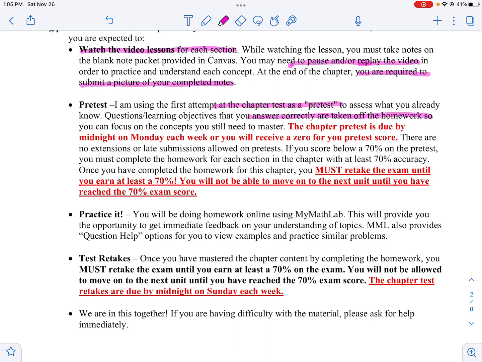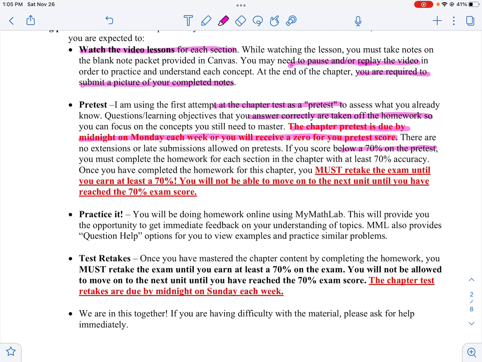Now, the chapter pre-test is due by Monday at midnight each week, or you'll receive a 0 for your pre-test score. That means you'll have to start at step 1. So make sure that you work ahead and take your pre-test. Do as well as you can on the pre-test by Monday at midnight so you can test out of certain material. There are no extensions or late submissions allowed on your pre-test, so please make sure that you have that done by Monday at midnight so you don't get a 0.